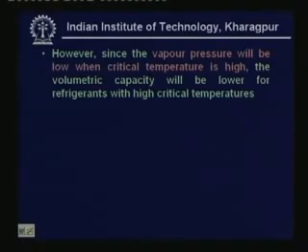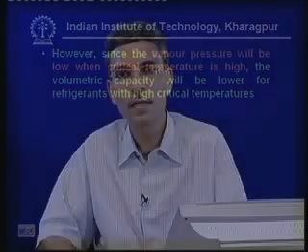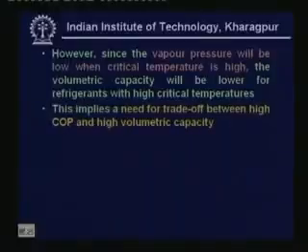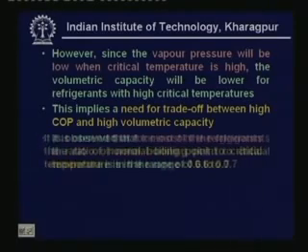So, you find that high critical temperature gives rise to higher COP, at the same time it gives rise to lower volumetric capacity. Okay, again you have to do a trade off between the volumetric capacity and the COP, and choose the critical temperature accordingly. This implies a need for a trade off between high COP and high volumetric capacity.